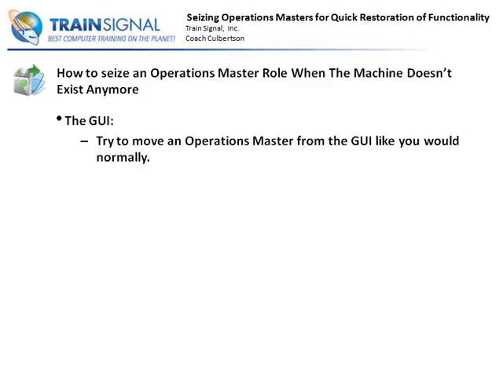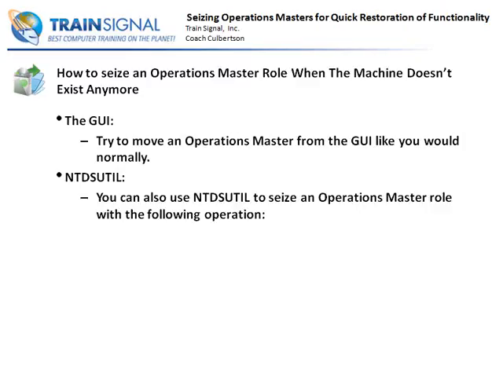We already know how to change operations masters. I've shown you that in a previous video, so nothing really new here. But when you try to move an operations master from another machine that doesn't exist anymore, it's going to get angry with you. We'll see what that looks like. And then we can also change the operations master roles using ntdsutil. This is a command line option we've been looking at in a couple of videos. And we can also seize it with the following operation.